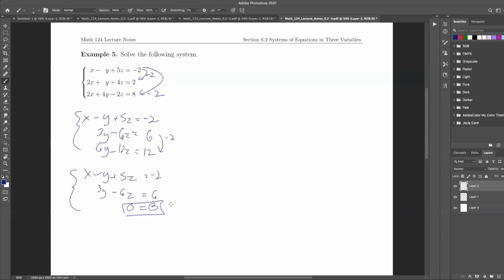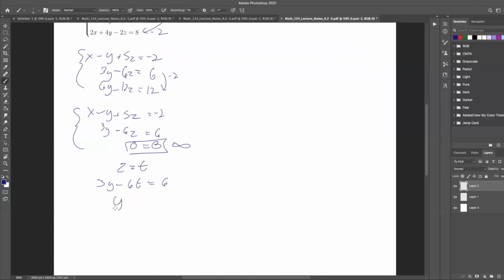Remember what that meant last time? That was infinitely many solutions. Same thing here. So that means z can be whatever, since we haven't established what z is at all. I'm just going to let z equal t. That's what I do, and I'll figure out what your book does. If z equals t, then 3y minus 6t is equal to 6, and if I solve that for y, I get y equals 2 plus 2t.